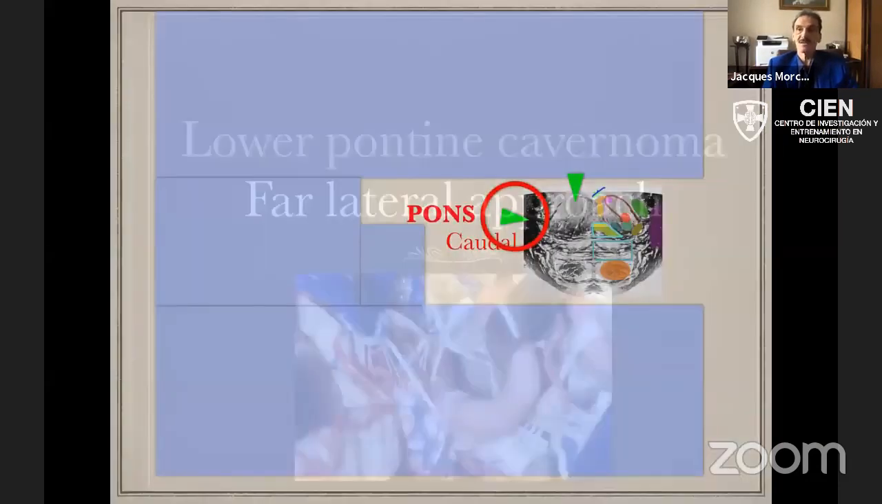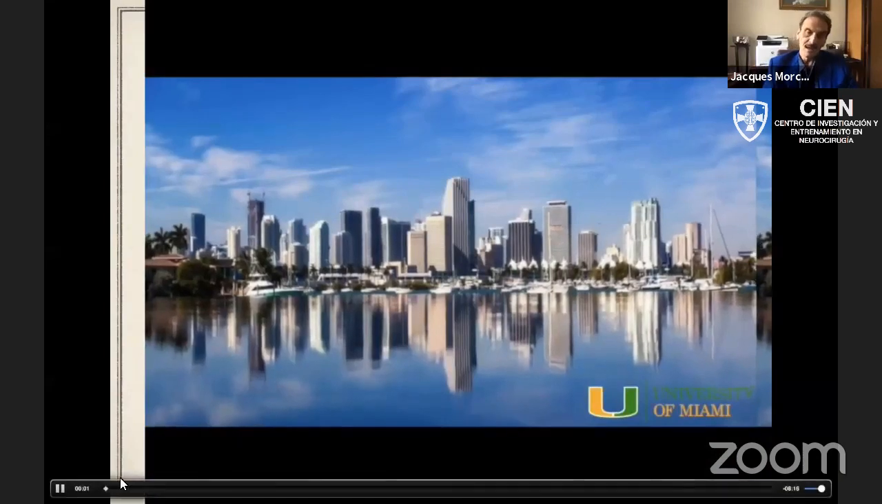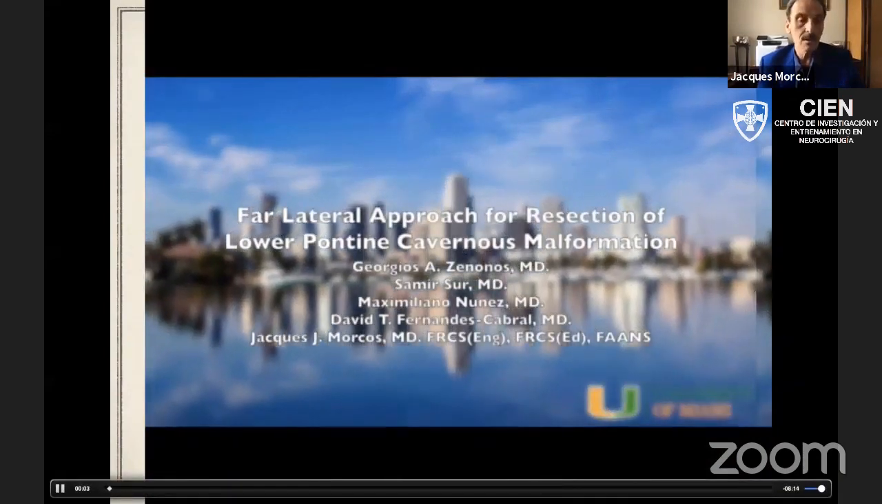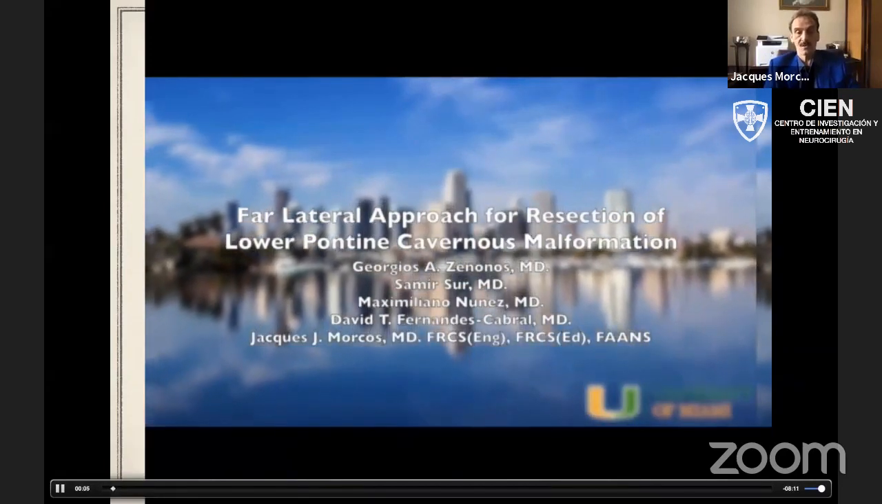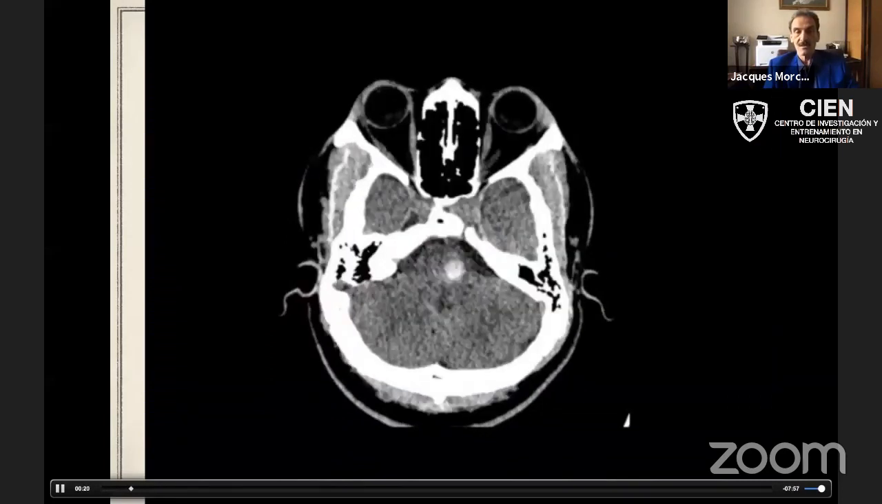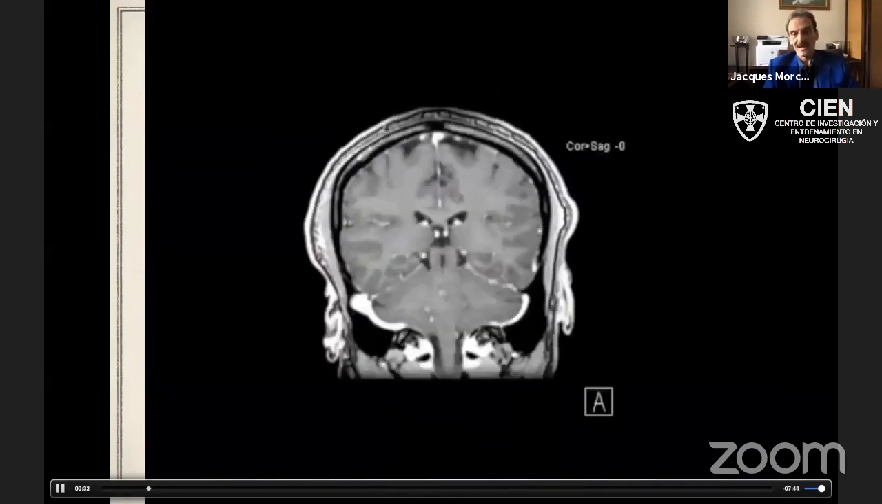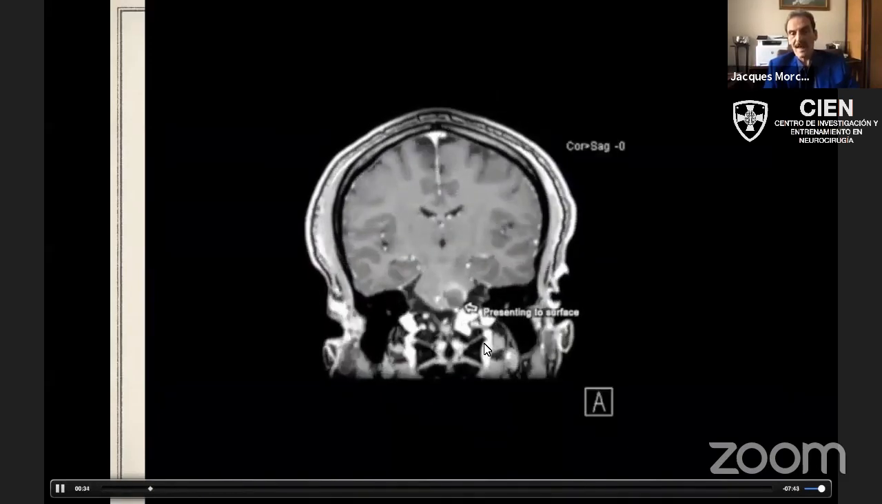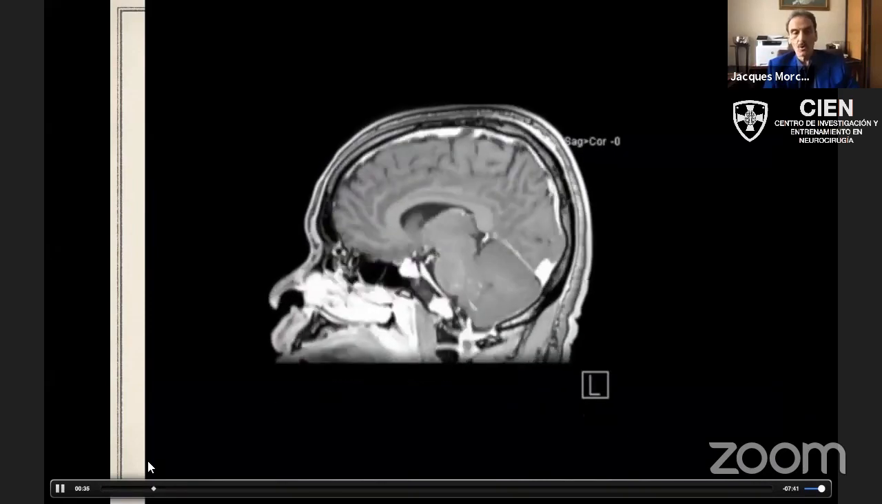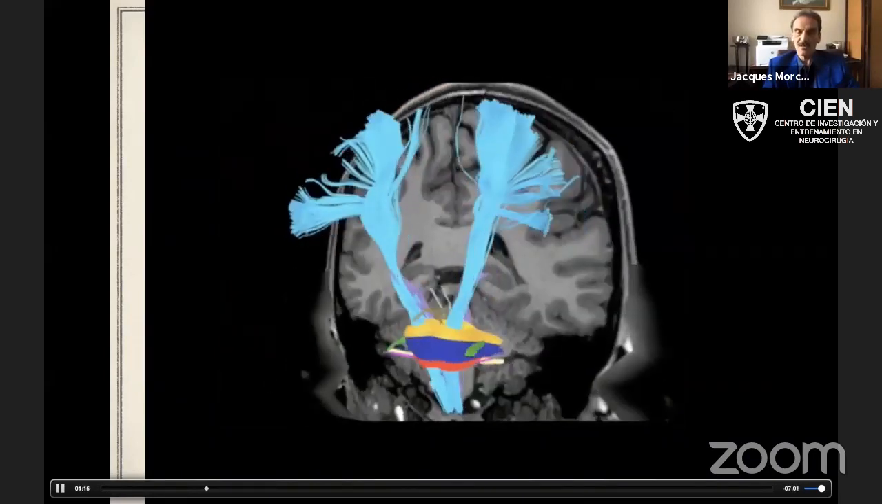Caudal pons, another example, far lateral approach. You absolutely have to master this approach. It comes very handy again. And again, this is my fellows, Georgios Zenonos and Samir Sur, helping me edit that video. Here is the lesion. You can see it right here. And it's clear, I think it's clear that you have to go far lateral because you need to go from below. So again, anatomy, by the way, these two videos are published already. Here is the hematoma.